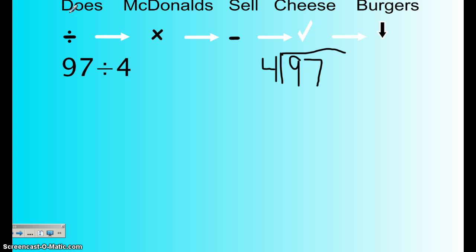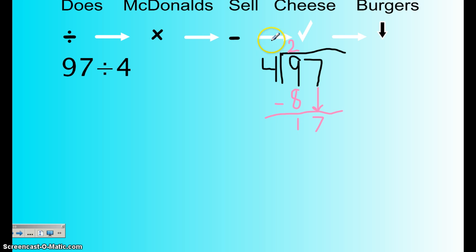I'm going to start with dividing. Remember my acronym. Does McDonald's sell cheeseburgers? So that's what I'm going to use to help me. How many times will 4 go into 9? I know 4 times 2 is 8, so 2 times, write my 2 at the top, then I'm going to multiply. 2 times 4 is 8. Then I'm going to subtract. 9 minus 8 is 1. Bring down my 7. And I always draw my arrow and make sure I draw it all the way to the line. So bring that 7 down.